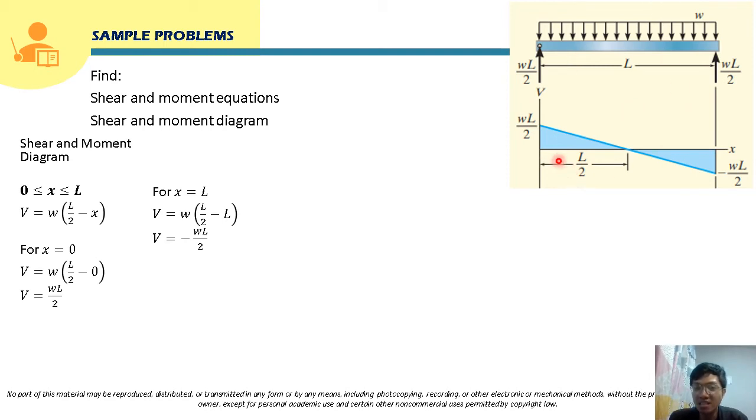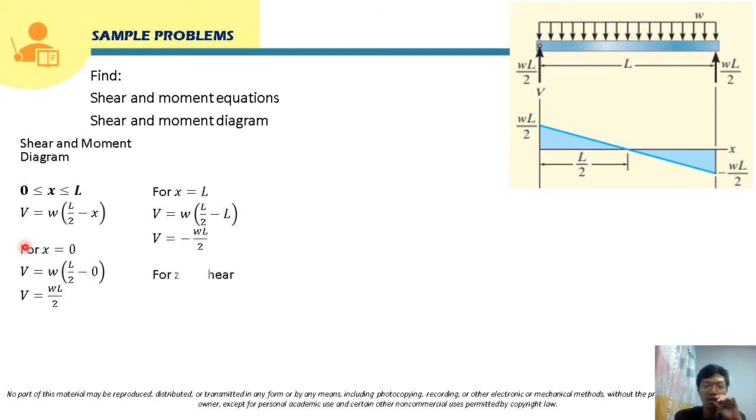Okay, and class, this distance, L over 2, is actually unknown yet. We don't know yet the distance from this point up to this point. We can determine this distance by noticing that at this point, which is distance x from the left, the shear is 0. So meaning to say, we can use this equation to solve for this distance x by substituting 0 for this V, since the shear here is 0 at distance x.